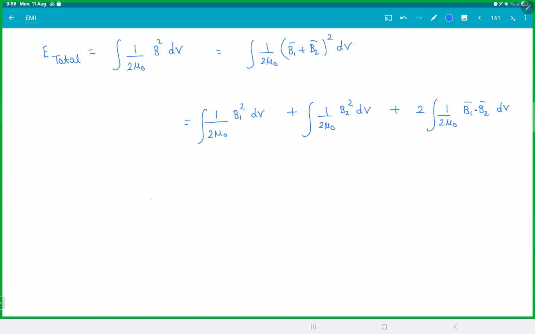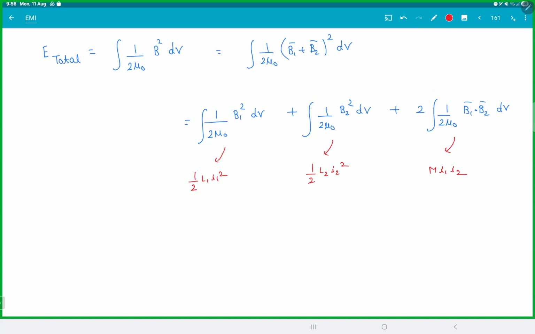Does anyone remember? There was a question like this: find integral E1 bar dot E2 bar dV. So they can frame a question of that sort. Find integral B1 bar dot B2 bar dV. Now, if you look at these terms here, this is half L1 I1 square. This is half L2 I2 square. And this is M I1 I2.